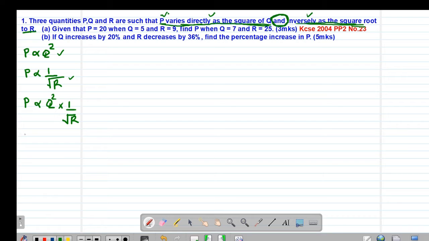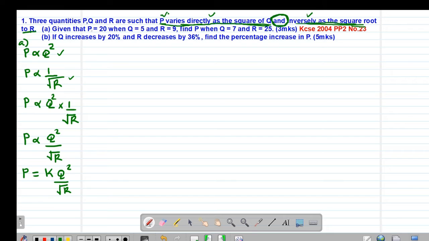So if I simplify this, I'm going to have P being directly proportional to Q squared multiplied by 1. You'll simply get Q squared divided by, of course, the square root of R. Then to remove the proportionality symbol, we simply introduce an equal sign with a constant. So it simply means that P will actually be equal to, and remember this is part A of the question, k, where k is our constant of proportionality, multiplied by Q squared, then of course divided by the square root of R. So this is the expected equation in terms of the constant k.